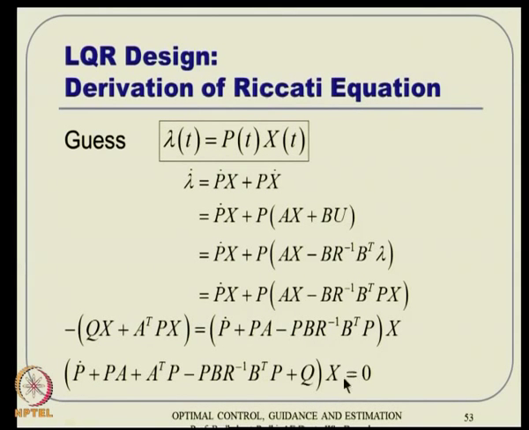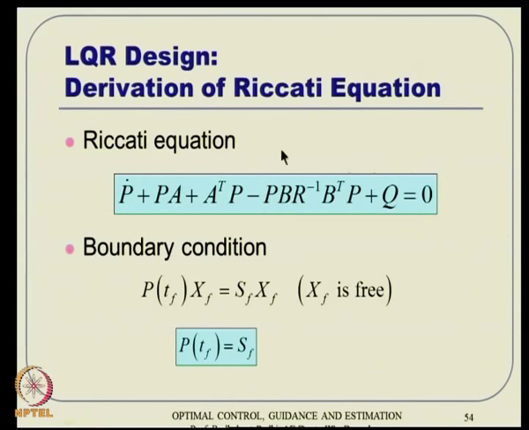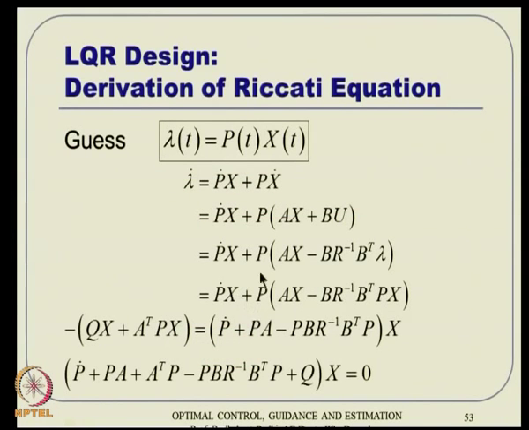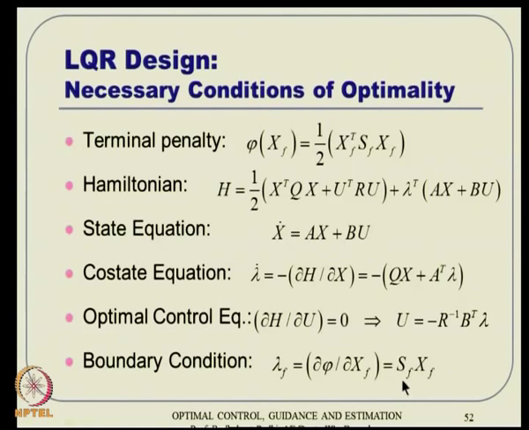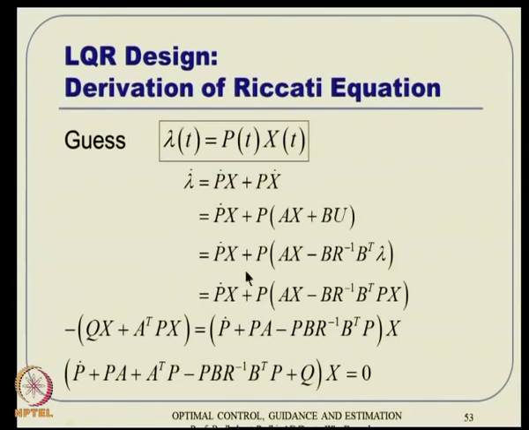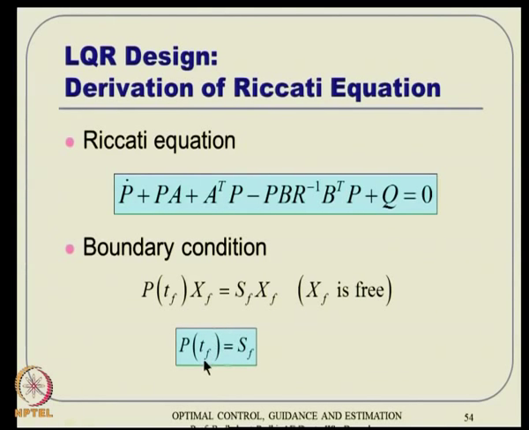So, x is arbitrary, it cannot be 0, so the coefficient has to be 0. That leads to this famous Riccati equation with the boundary condition that P of tf is this. Lambda f is nothing but Pf xf from this relationship, and Pf xf is nothing but Sf xf. So, Pf has to be Sf actually, this condition.